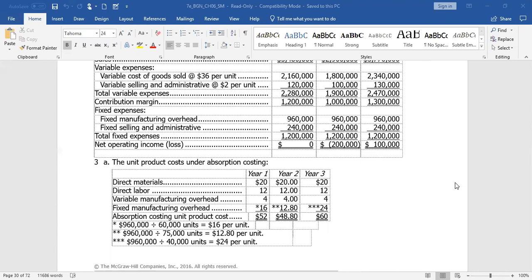So the first year, your fixed cost per unit is $16, but the second year, since there's 75,000 produced, it's $12.80 per unit. And then in the third year, when only 40,000 is produced, it's $24 per unit. So each year you have a different unit cost.